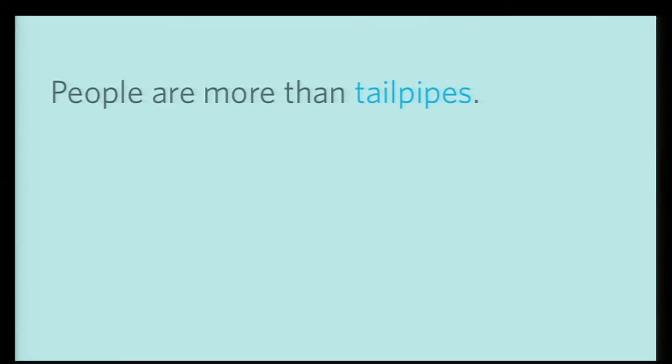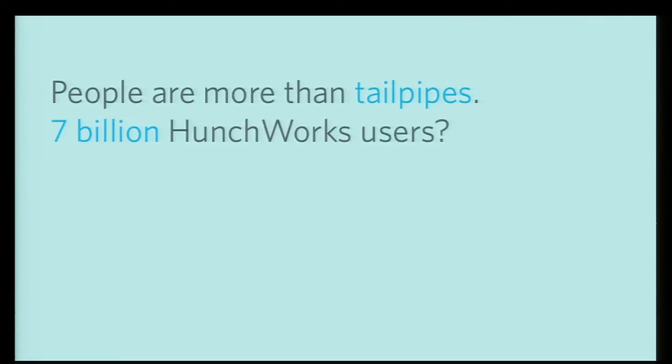Now, the important thing to keep in mind is that people are more than just tailpipes. People are using these devices and producing all sorts of information, but the best thing that we could do is actually try to get these people actively involved and actively contributing to the HunchWorks system. So what would happen if HunchWorks actually had 7 billion users, or even just a minuscule slice of those 7 billion users actively involved with and contributing to the system? And the challenge is we're not there yet.